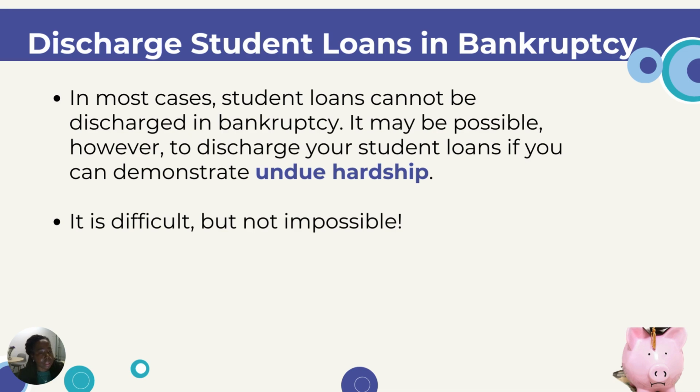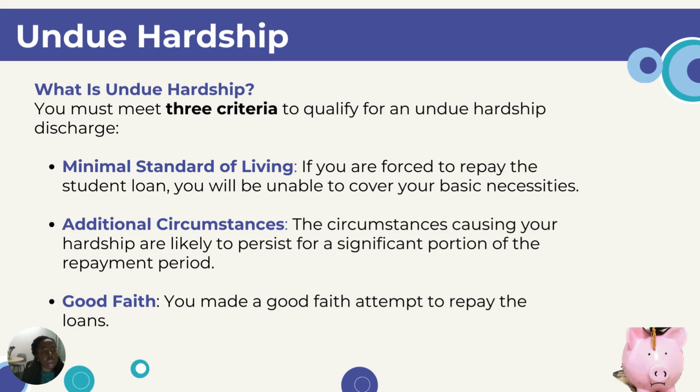But there is an exception. In most cases, student loans cannot be discharged in bankruptcy. It may be possible, however, to discharge your student loans if you can demonstrate undue hardship. It is difficult, but not impossible. So, if you're looking to discharge your student loan debt, there's an additional step you have to take in addition to filing the main petition. You have to file a lawsuit. It's called an adversary proceeding. This is where you, the student loan borrower, are the plaintiff, and any creditors that you owe money to are the defendants. Okay? Now let's look at what undue hardship means and what you have to demonstrate to qualify for this relief.